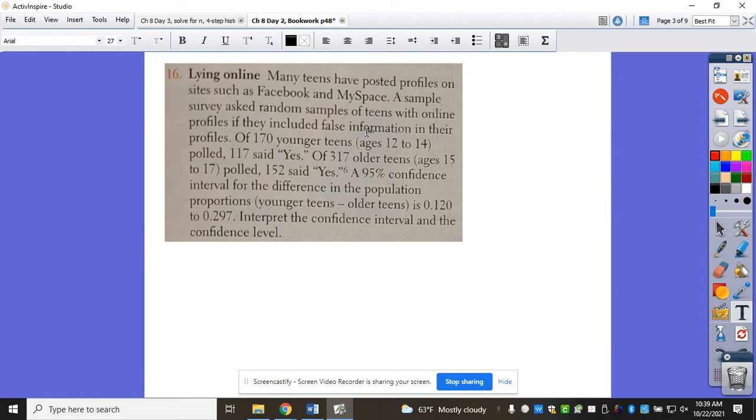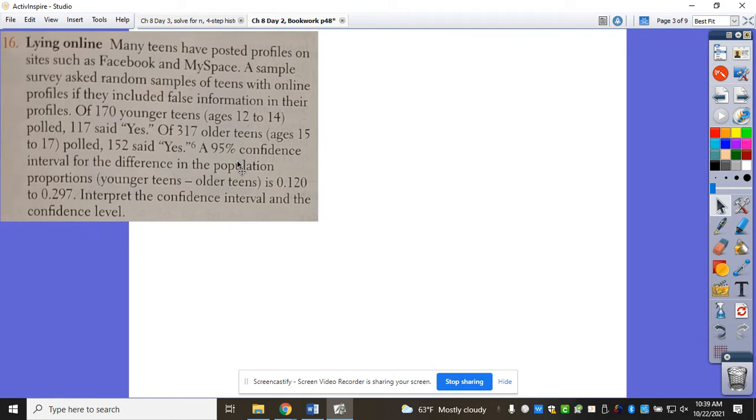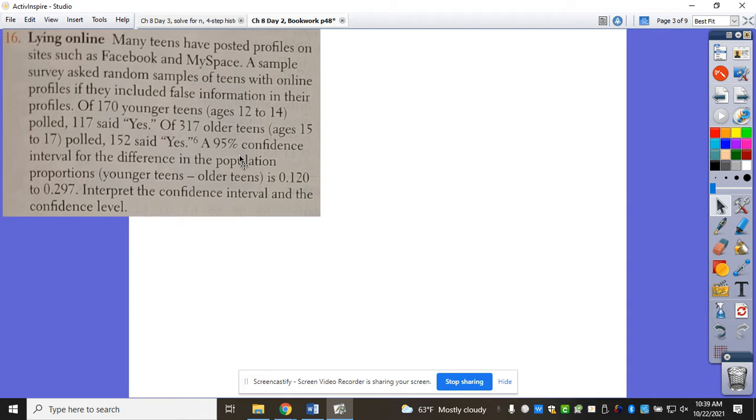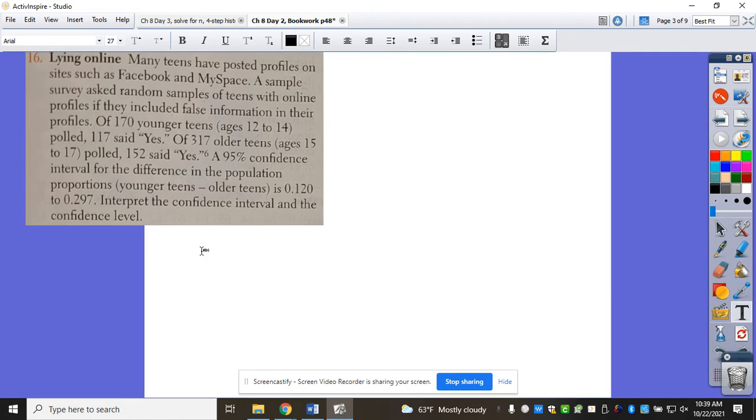Number 16, this is the one about fake profiles or false information on profiles. This is just going through these sentences again. Now, what's weird about this problem? There's something really specifically weird about this problem. The data is a difference of proportions, which means how many samples?